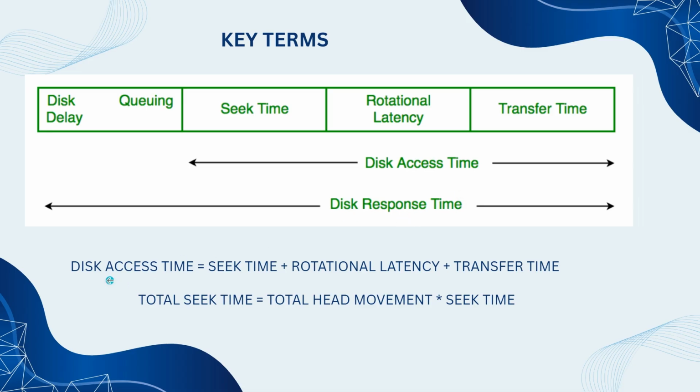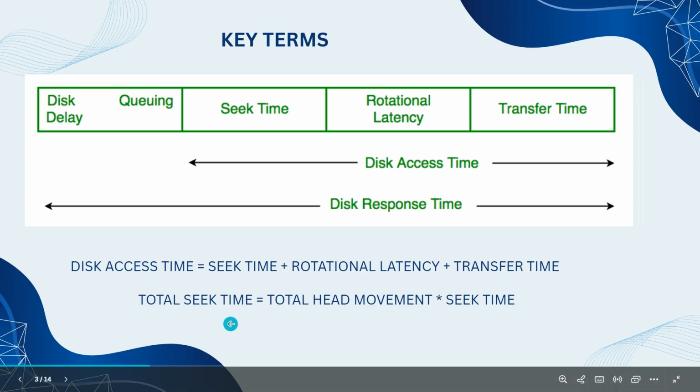So the formula for calculating the disk access time is the addition of seek time plus rotational latency plus transfer time. Then the formula for calculating total seek time is the multiplication of total head movement into seek time.